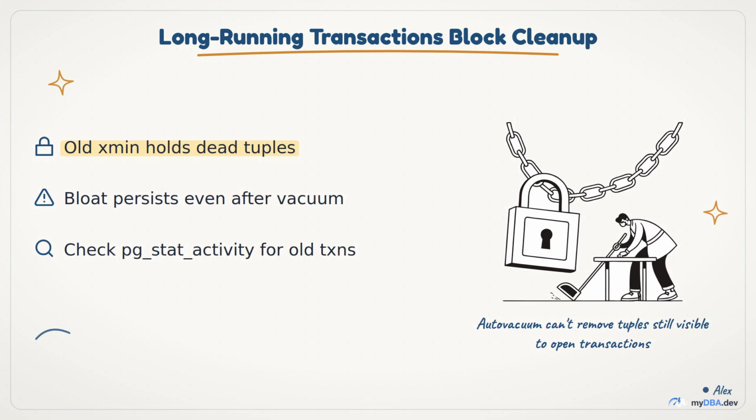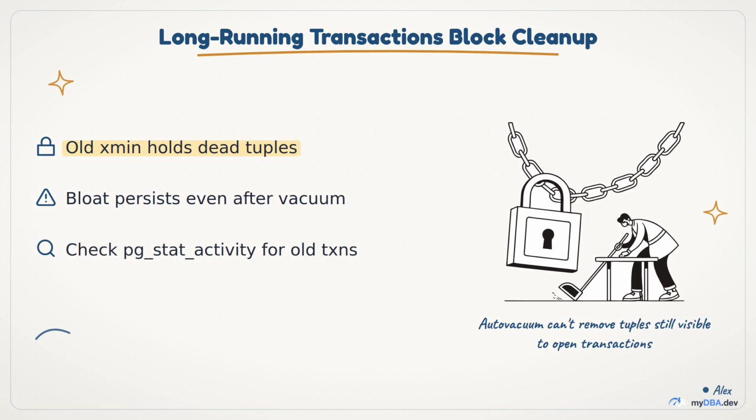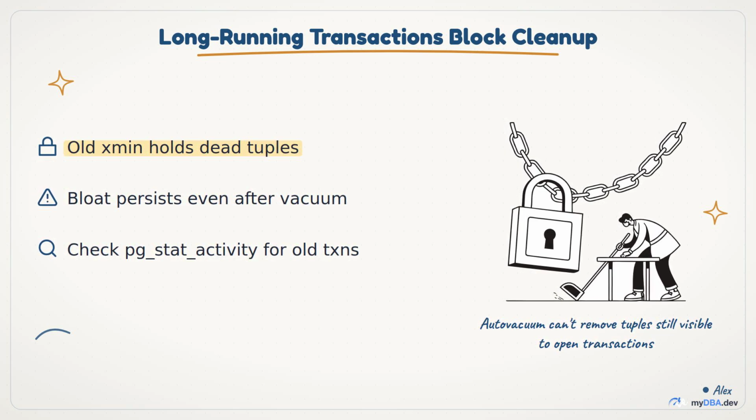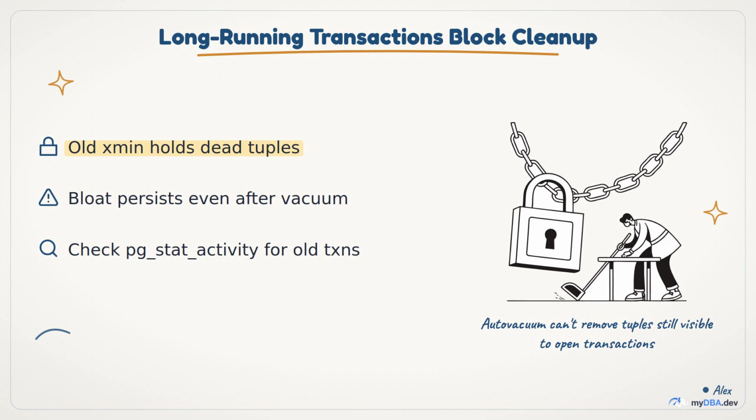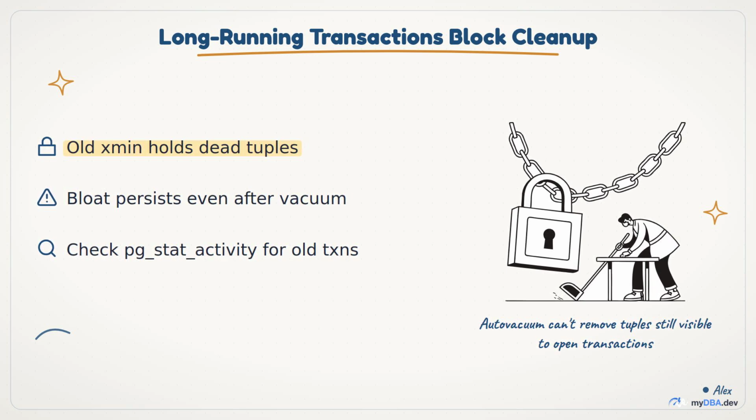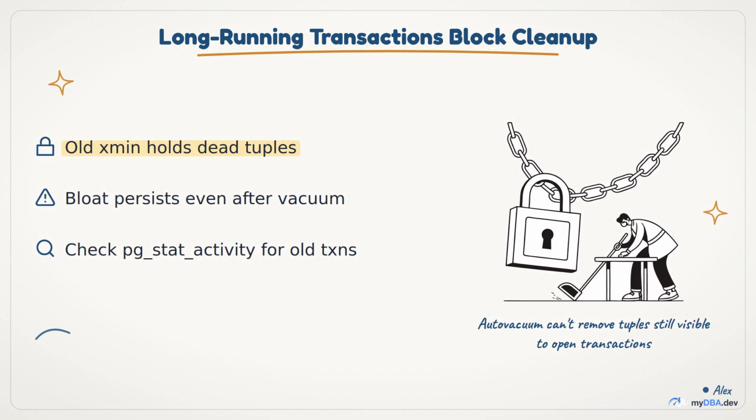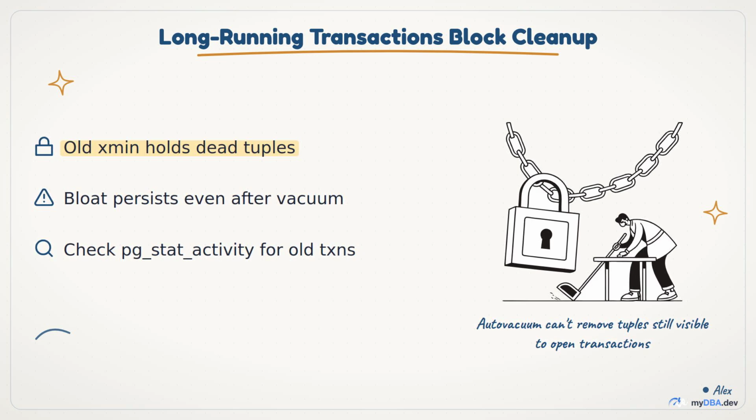Exactly. Check pg_stat_activity for queries with old backend_xmin or xact_start values. Killing or finishing those transactions lets Autovacuum actually do its job. This is also why idle in transaction sessions are so dangerous. They hold a transaction open, blocking cleanup across the whole cluster.